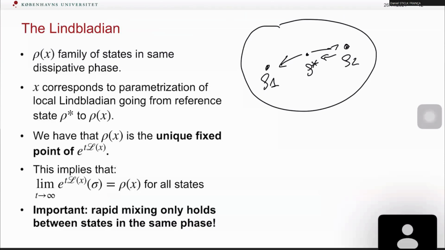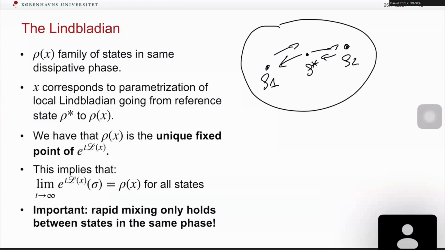And the way we'll parameterize the states is just in terms of the evolution that will drive us from rho star to any rho in the set over here. Okay? And we can pick any state, right? You just pick your favorite reference state in this phase, and then you can sort of parameterize all of them in terms of the local evolution that will drive you from rho star to rho 1 or rho 2.